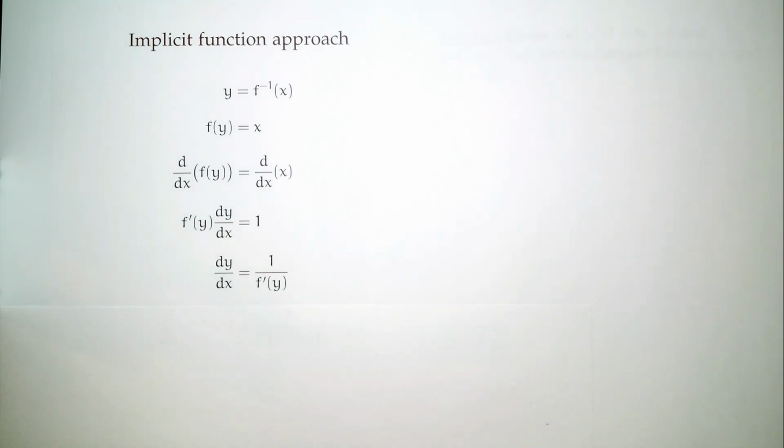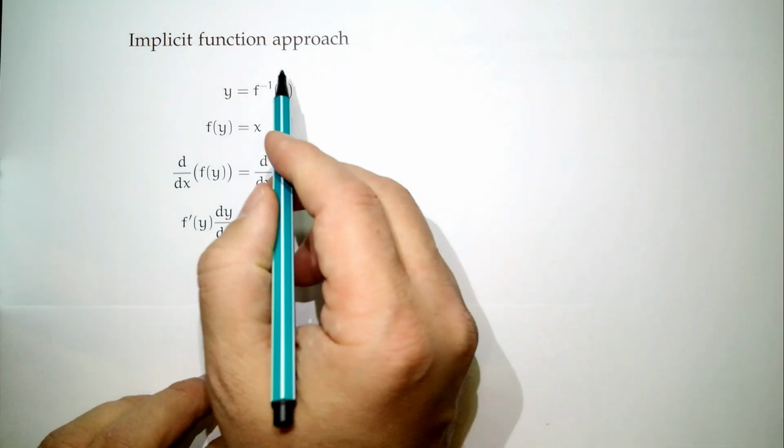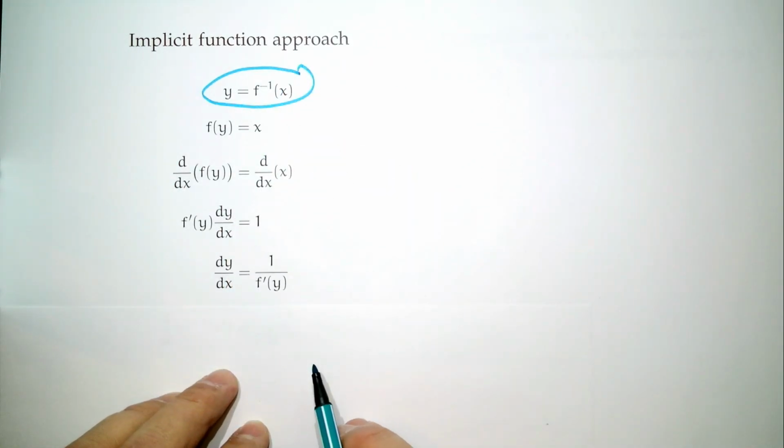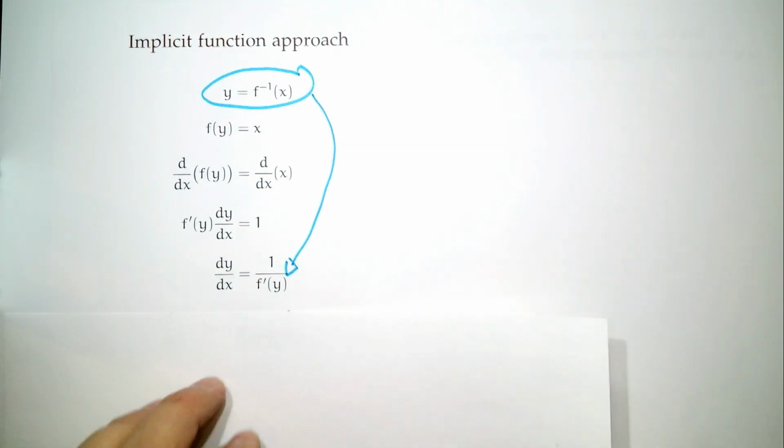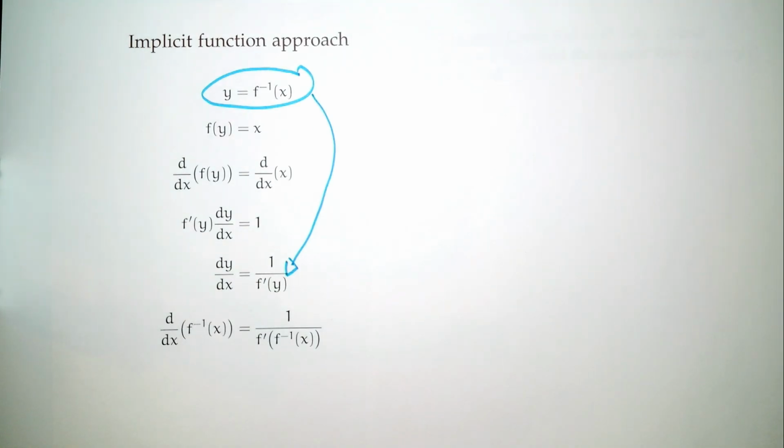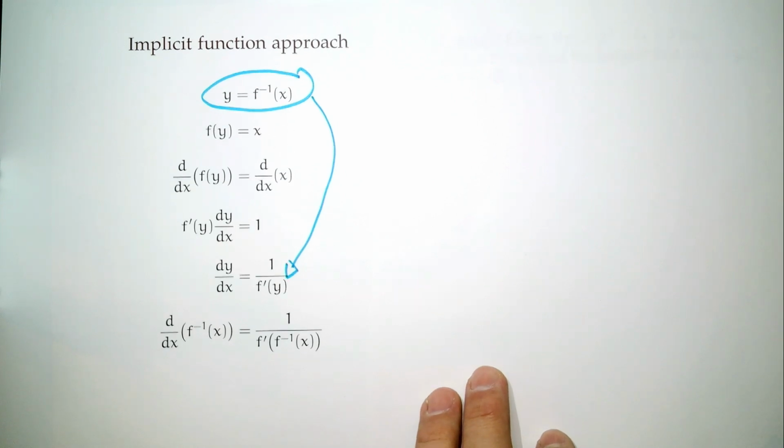But it's kind of unsatisfying, this answer, because we really want to end up with something just involving x. And so I say, all right, how can I replace y? Well, I go back to the very first line. And I say, wait a second, y is f inverse of x. So I can substitute. And therefore, the derivative of f inverse of x is 1 over f prime of f inverse of x. So this is a way to use implicit functions to take derivatives.